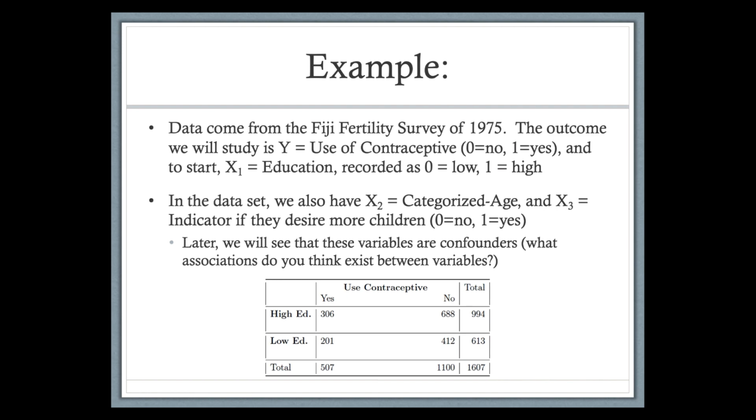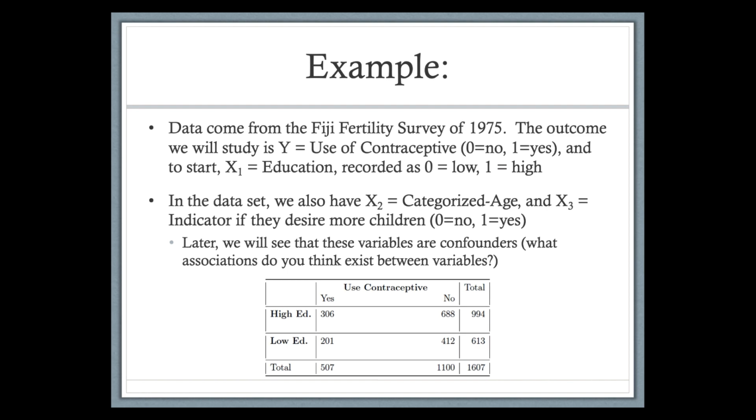The outcome variable there, the y variable, is whether a woman is using contraceptives, coded as yes or no. 1 for yes and 0 for no. And the variable of interest, which we label x1, is going to be the level of education, again coded as high or low. 1 for high education, 0 for low education.